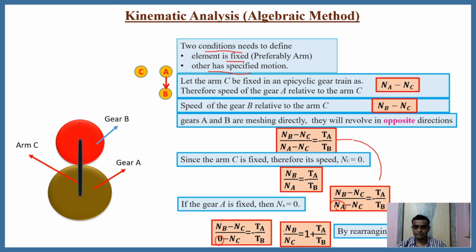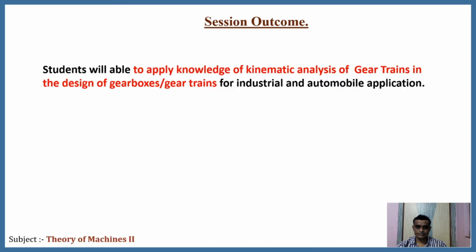In this also, if we know the speed of this gear A, TA and TB are known to us, we can find out the speed of this gear B. Or if we know the number of teeth on gear A and B, and if we know the rotation of this arm C, you can find out the rotation of this gear B. In this way, this is the algebraic method. Using this, we can do the kinematic analysis of the epicyclic gear train.